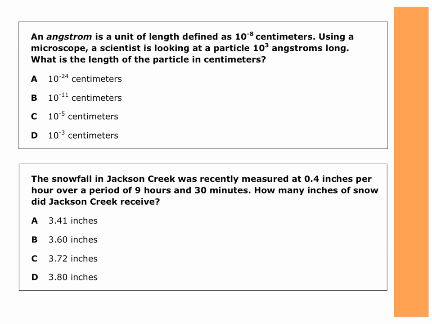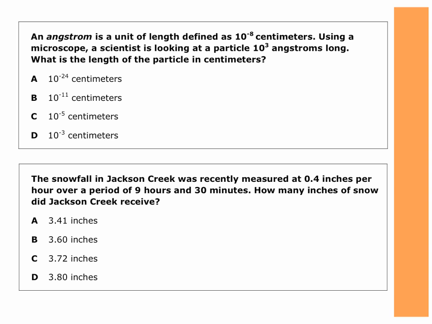This first example says an angstrom is a unit of length defined as 10 to the negative 8th centimeters. Using a microscope, a scientist is looking at a particle 10 to the 3rd angstroms long. What is the length of the particle in centimeters?